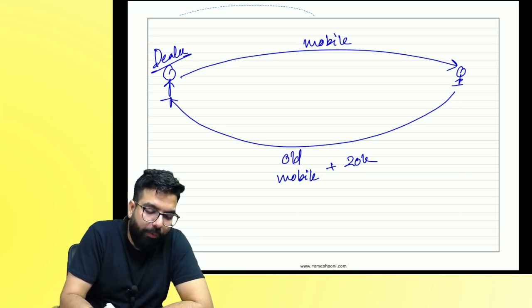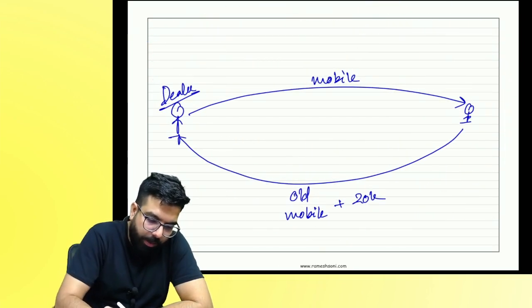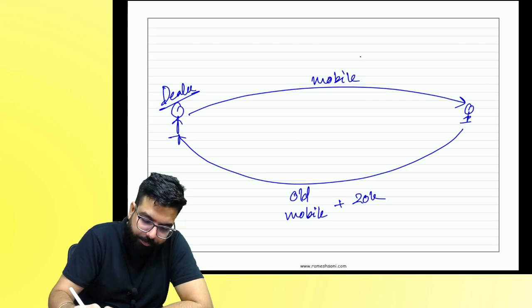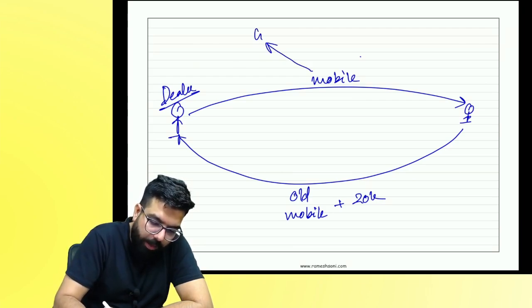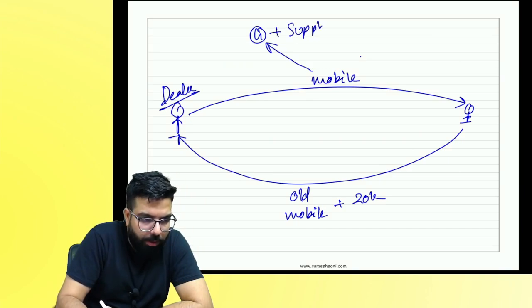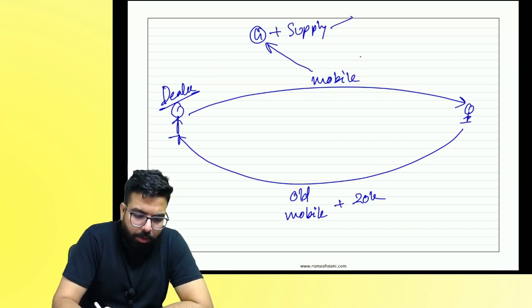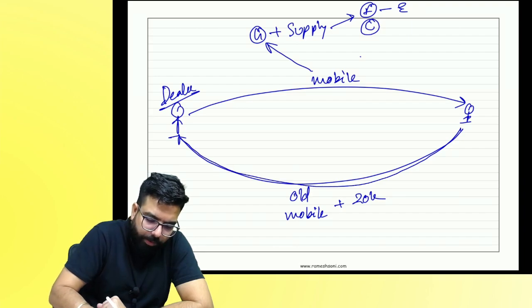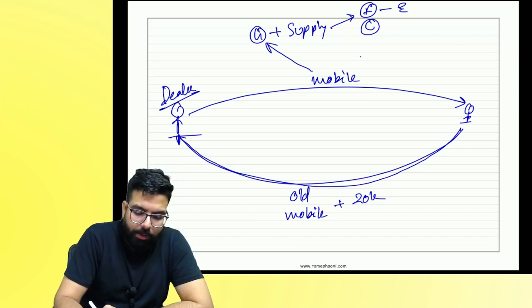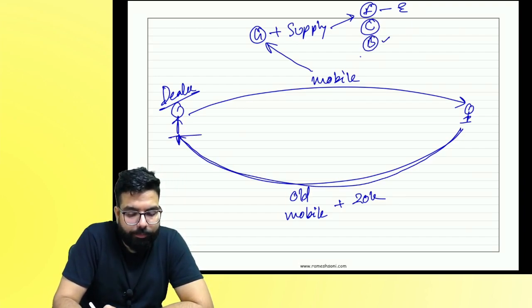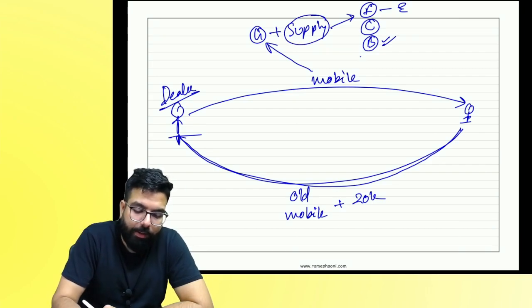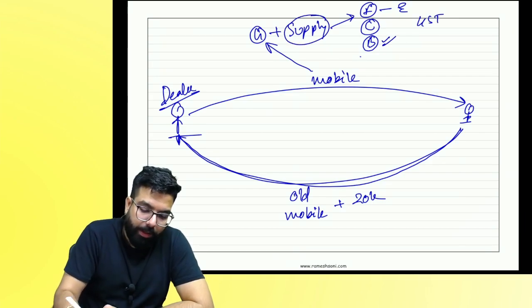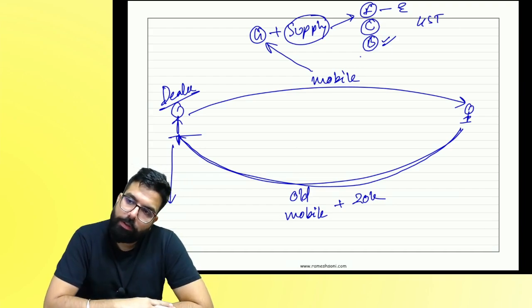Okay, when I gave the mobile phone, is giving a mobile phone goods? Sure. Is it supply? Supply, yes. What kind of a form is it? Exchange. Consideration is there. What is the consideration? Old mobile plus cash. Business? Is it a supply? Will GST come? I should collect GST and pay to the government.